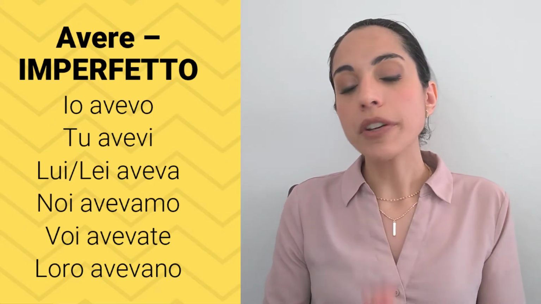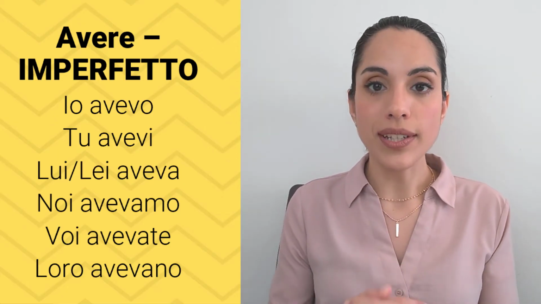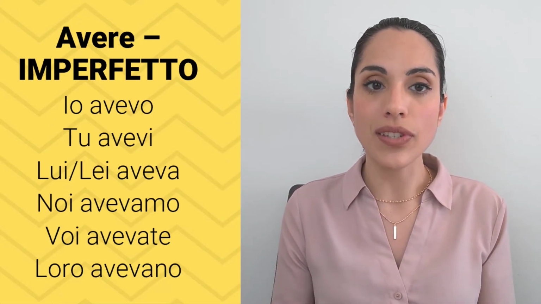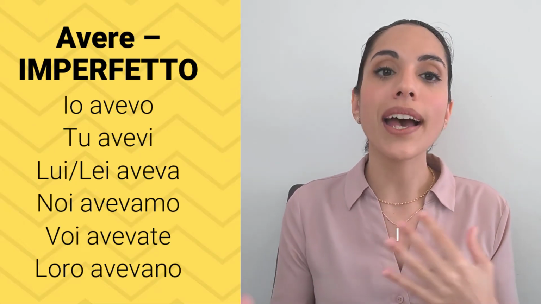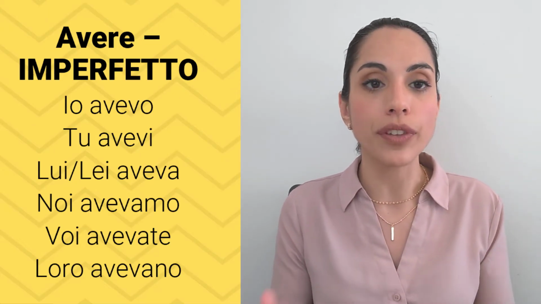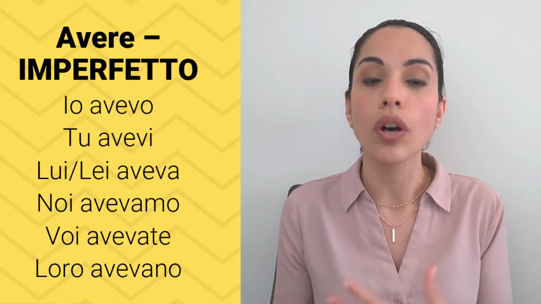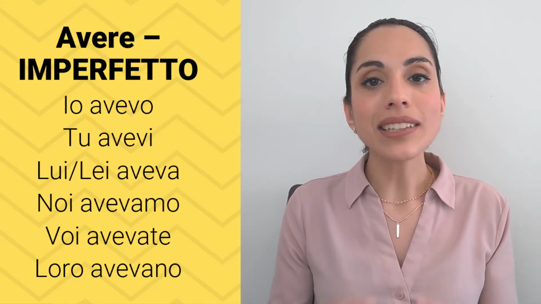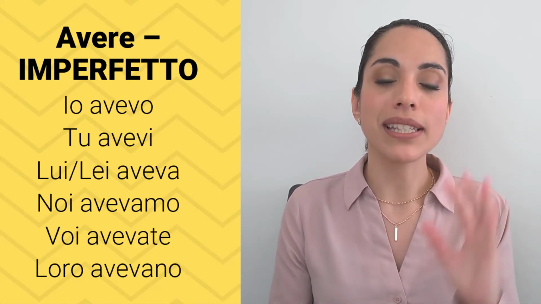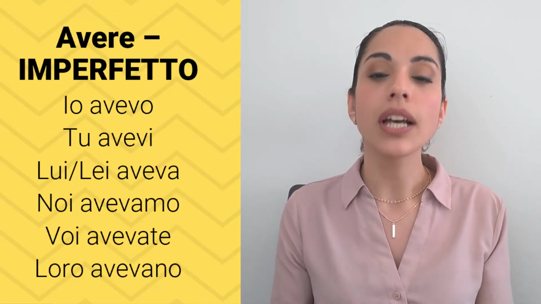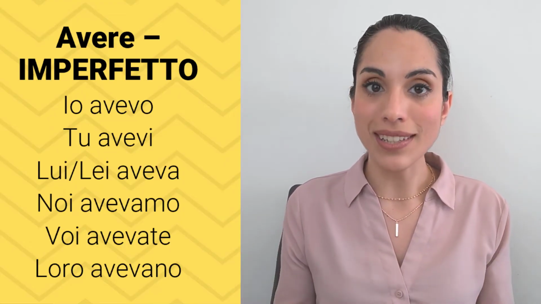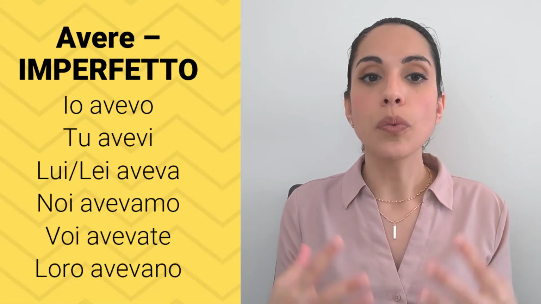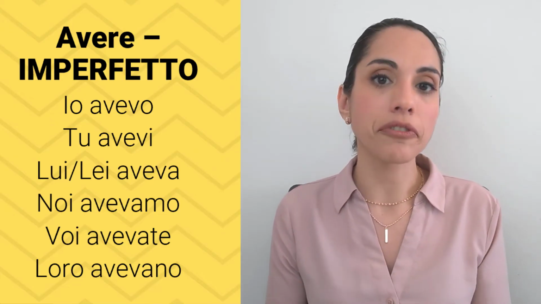Okay, so now a very common question I receive a lot from students is why do we have two tenses if they mean the same? So why do we have passato prossimo and imperfetto if they both mean I had and so on? Well, in Italian they don't actually mean the same. Passato prossimo and imperfetto are different. They are used in different contexts and they are used when you want to give a slightly different meaning.